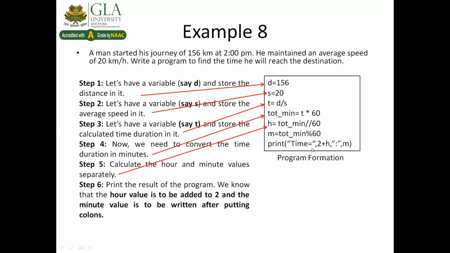So I'm writing time equal to, it started from 2 p.m., so 2 plus h will give me the hour value. Colon is used to show the time, and then the minute value, right? So what would be the output? In this case, the output would be 9:48. Obviously I need to write pm, but I have not written it. You can even write pm as well. So 9:48 would be the time at which he will be reaching his destination.